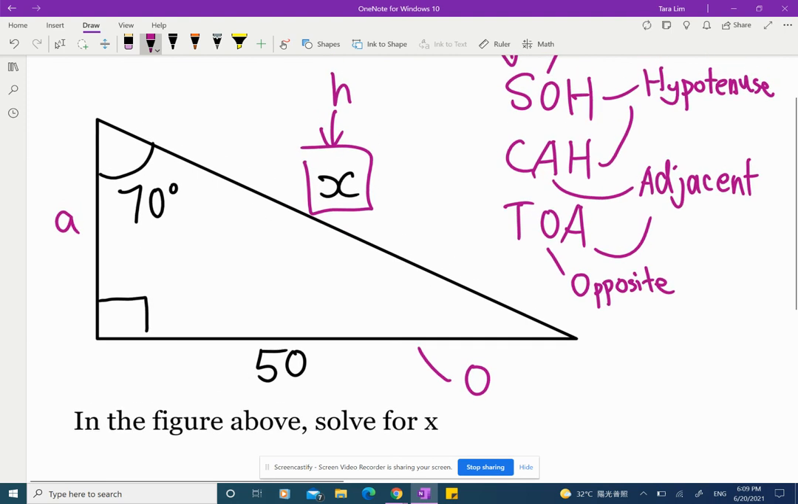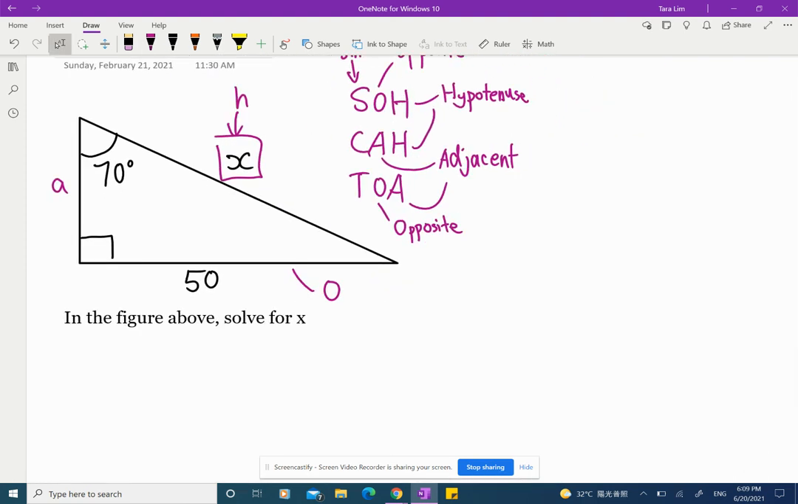Now, how do we identify the opposite? It is always opposite from the angle, not the right angle. Remember, it is an angle, but not a right angle. So the opposite of the right angle is the hypotenuse, but the opposite of just a normal angle is the opposite side. So remember, the opposite of the right angle is the hypotenuse. The opposite of a normal angle is the opposite. So I hope I'm not really confusing you guys right now.